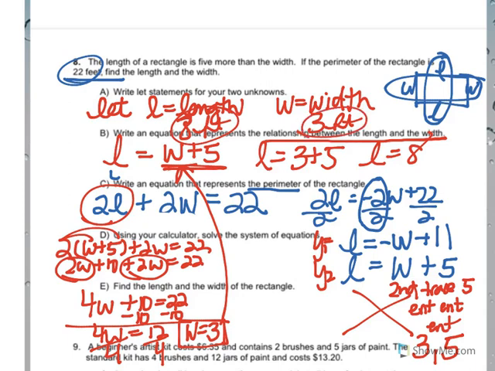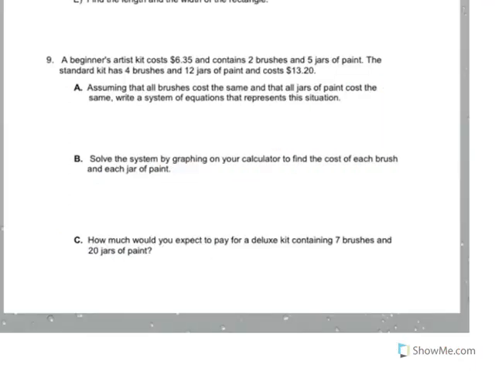Okay, one more and we're done. A beginner's artist kit costs $6.35 and contains 2 brushes and 5 jars of paint. The standard kit has 4 brushes and 12 jars of paint for $13.20. Okay, so assuming all the brushes cost the same and all the jars of paint cost the same, write a system of equations. So let's start by defining our variables.